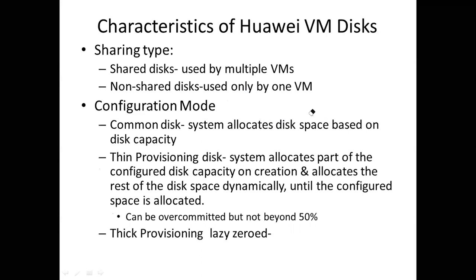When you actually use Fusion Compute, you realize that these are under different categories. A disk can be shared or non-shared, okay? A disk can be common, thick provisioning, or whatever is there. So your question was, if we are in thin provisioning and then we expand the disk capacity, will that also be shared? Was that the question?